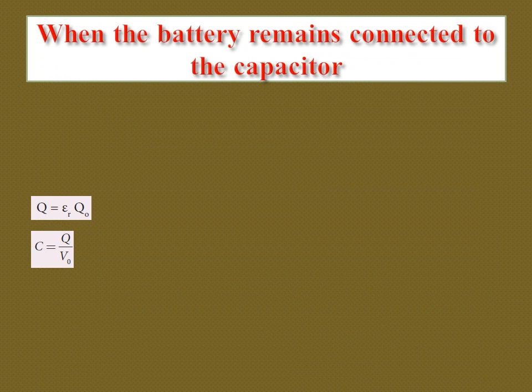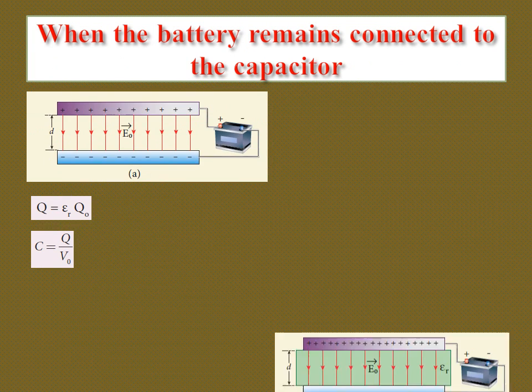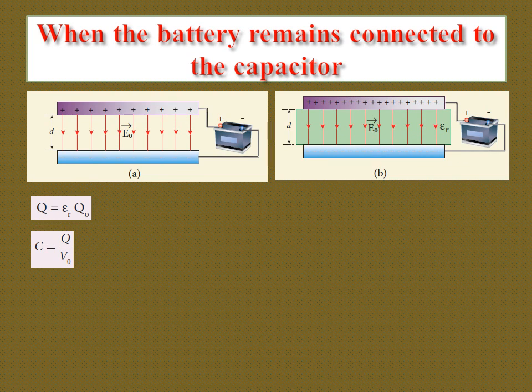The next one is when the battery remains connected to the capacitor, what happens to the circuit? So the diagram is the same. You have the parallel plate capacitors without the dielectric and it is connected to a battery. In the next diagram, you have the dielectric connected to it. So what happens when the battery is connected and the dielectric is placed?